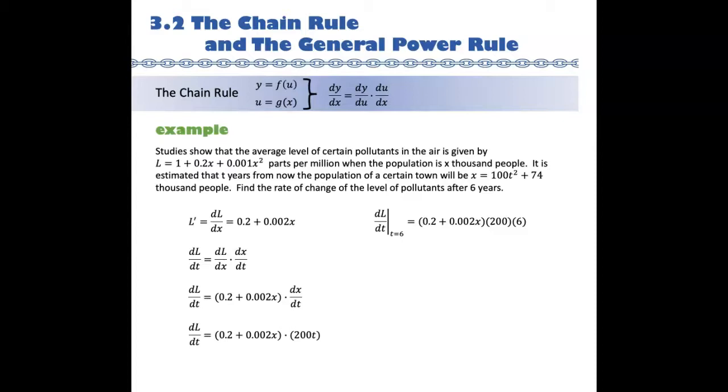Oh no, we still have an x in our function. Oh, but remember, we have a function that tells us what x is in terms of t. Plugging in 6 gives us a population of 3,674 in thousands of people at t equals 6 years. So that gives us a number that we can plug in for x. Okay, and now we have 9,057.6 parts per million. So because it's a positive number, we know that the level of pollutants is increasing at this rate at 6 years. All right.